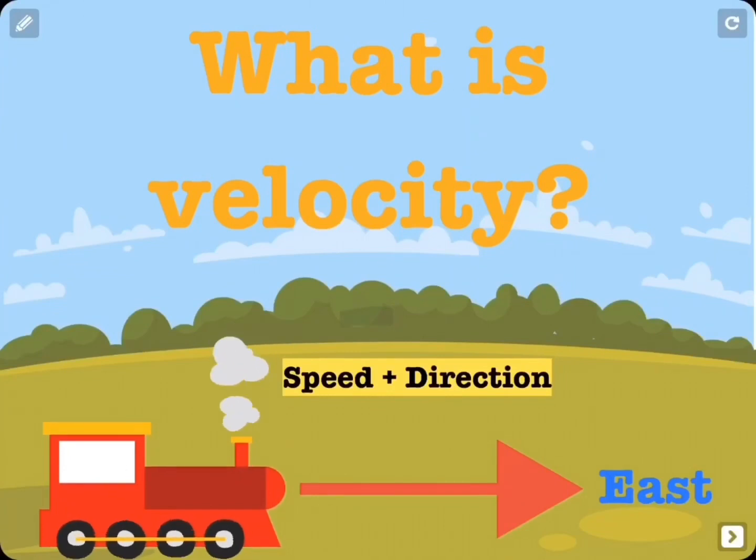Sometimes people confuse velocity with speed. Speed tells you how fast an object is moving. On the other hand, velocity describes the object's speed and direction of motion. For example, a train's speed is 300 kilometers per hour, but the velocity is 300 kilometers per hour to the east. Remember, velocity is speed plus direction.